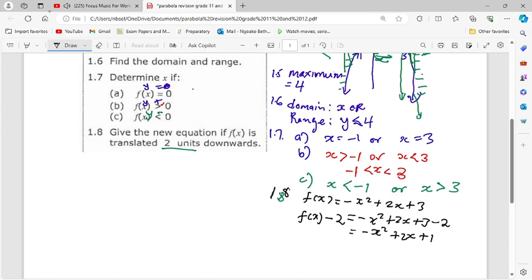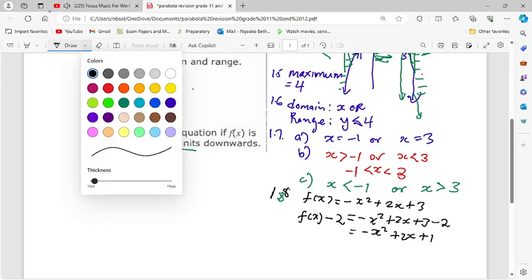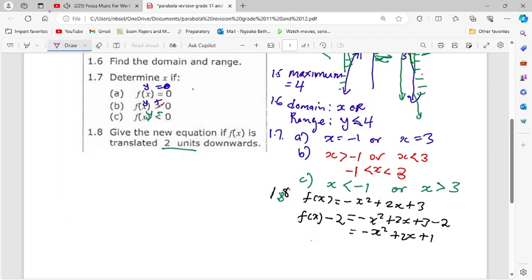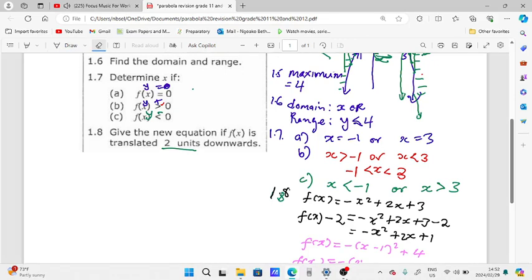Now it shows that this graph has been shifted downwards by 2 units. Of course, if the function was given in the form f of x equals minus into x minus 1 all squared plus 4, then now we need to shift this down by 2 units. So we must also erase this one.